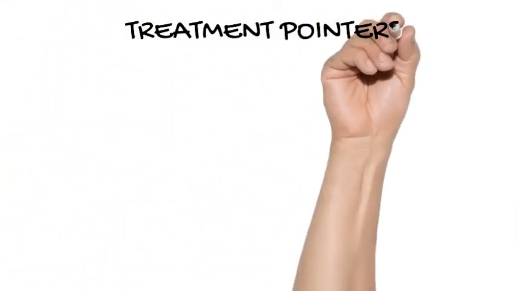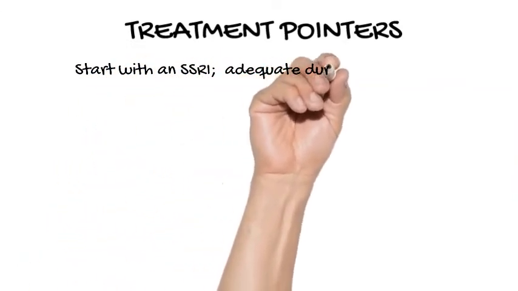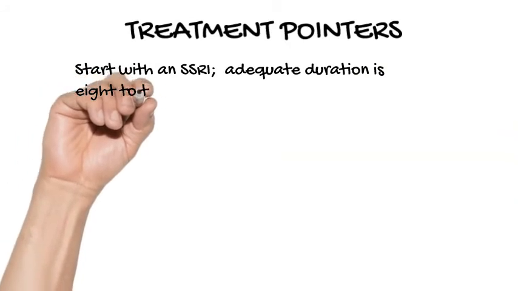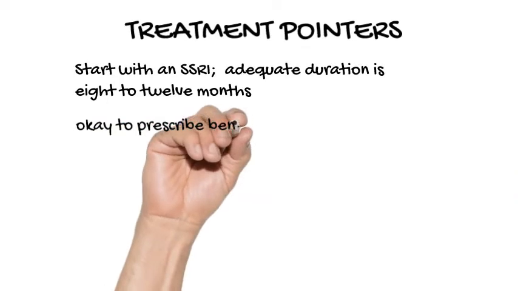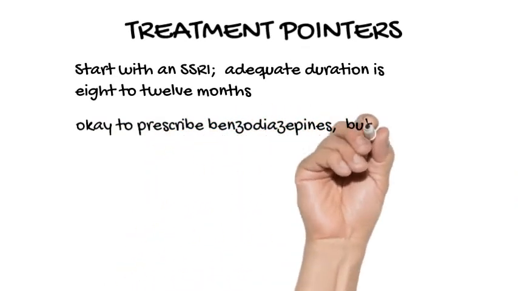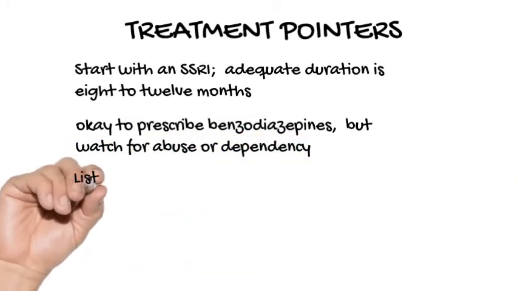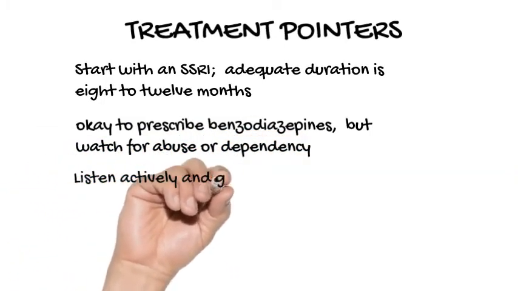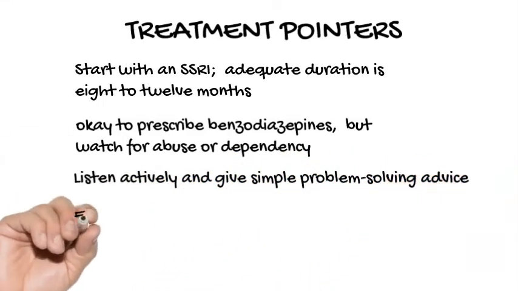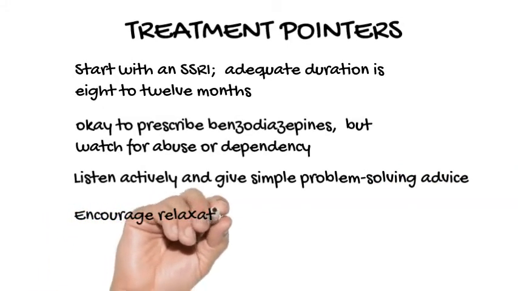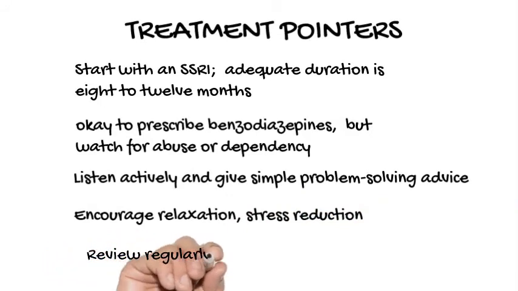Pharmacological treatment pointers in anxiety disorders. Start with an SSRI. An adequate dose should be used, adequate duration is 8 to 12 months. It is okay to prescribe benzodiazepines, but watch for abuse or dependency. It is for use in the short term of 2 to 4 weeks only. Listen actively and give simple problem-solving advice. Encourage relaxation, stress reduction. Review regularly. Weekly to bi-weekly for first 2 to 3 sessions and monthly to bi-monthly subsequently.